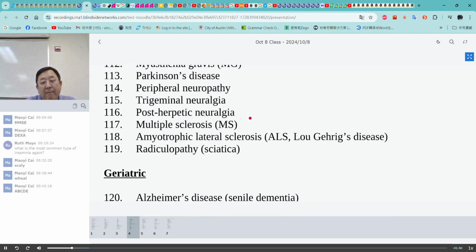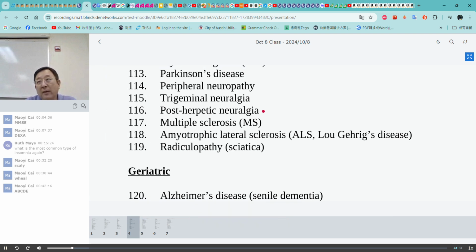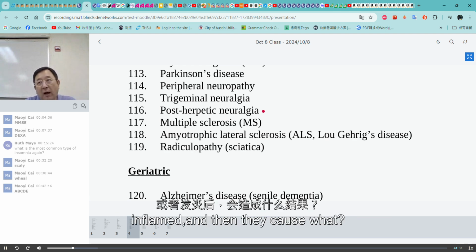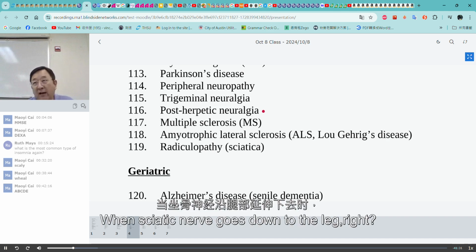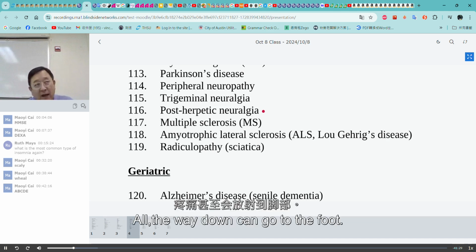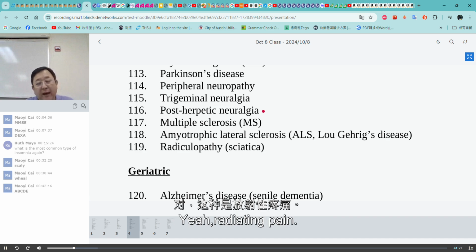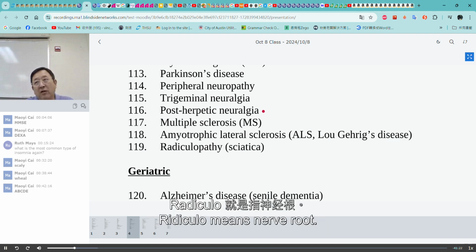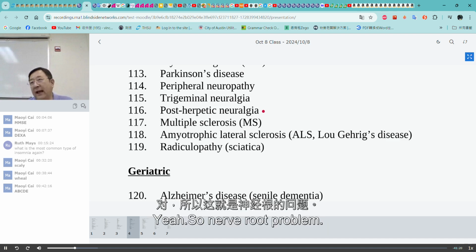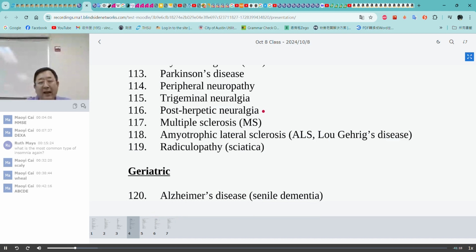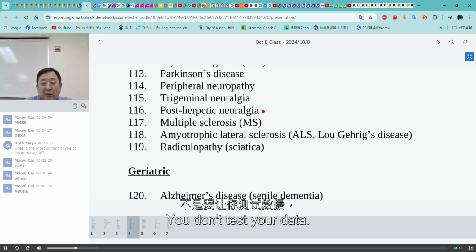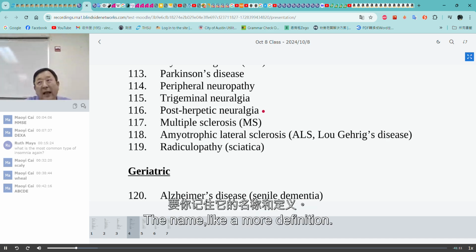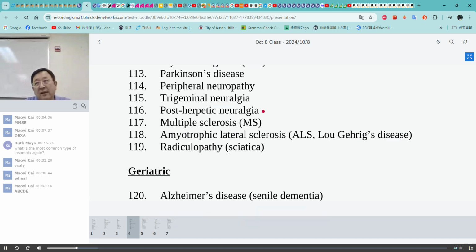You see sciatica, the sciatic nerve. When the sciatic nerve is pinched, pressed, or inflamed, it causes what? The pain. The sciatic nerve goes down the leg, all the way down to the foot. Radiating pain. So this is called radiculopathy. Radiculo means nerve root, so it's a nerve root problem. Sometimes this is on the test. They don't test you in detail, they just ask what type of disease, the name, like a definition. So you know that, okay?